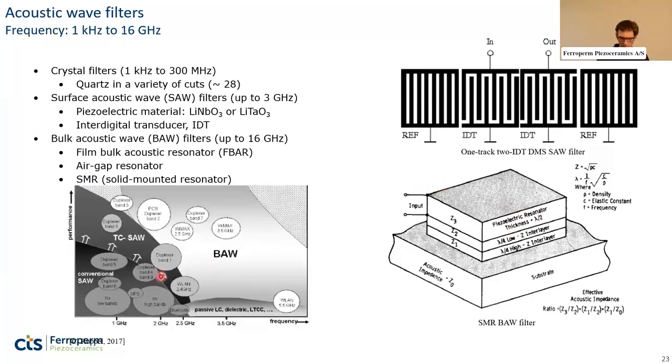Here you see some plot of performance versus frequency. So when you go up to very high frequencies, you generally need to move away from the SAW devices and up into the bulk acoustic wave filters. You see one example here is local area networks like this, working at 5.5 gigahertz.